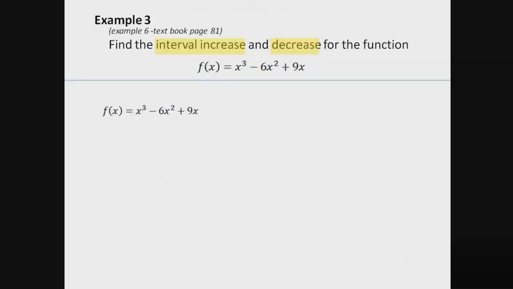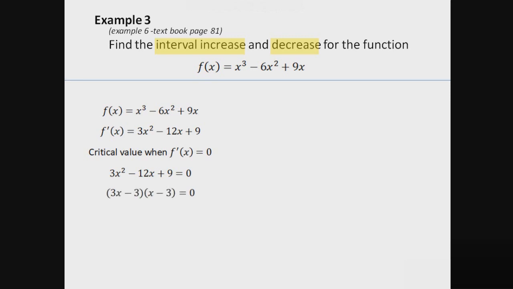Let's go for example 3. Find the intervals of increase and decrease for the function f(x) is equal to x cubed minus 6x squared plus 9x. Okay, first step, you need to find the first derivative and then equate it to 0. So here we will get f prime x is equal to 3x squared minus 12x plus 9. And then to get the critical values, we need to equate f prime x to 0. And then we will get 3x squared minus 12x plus 9 is equal to 0. By factorizing and then solving for x, we will get x is equal to 1 and 3.